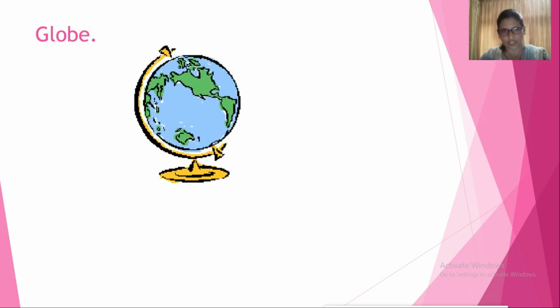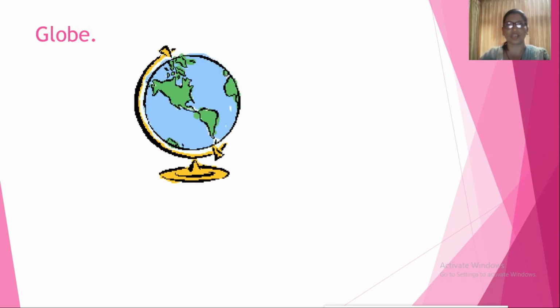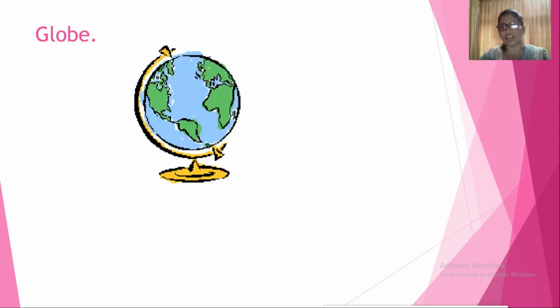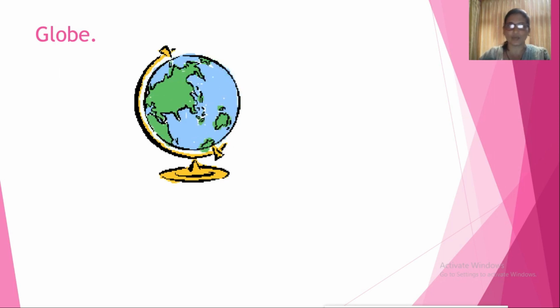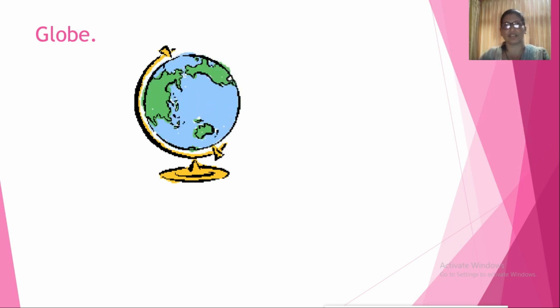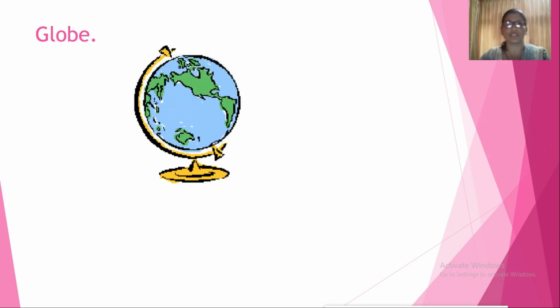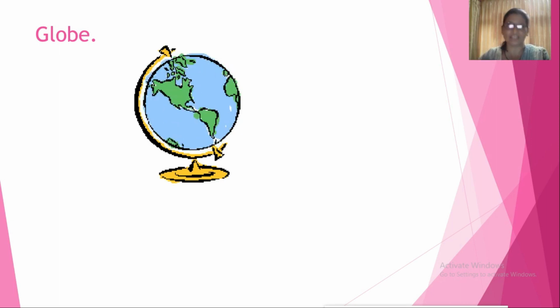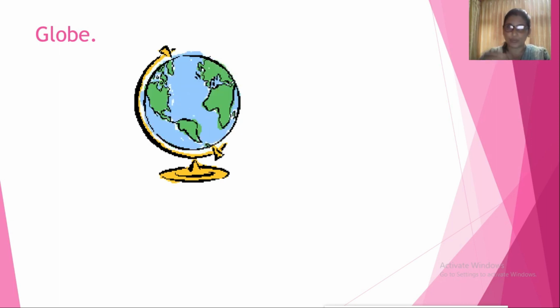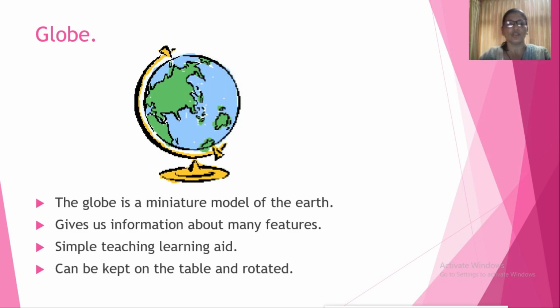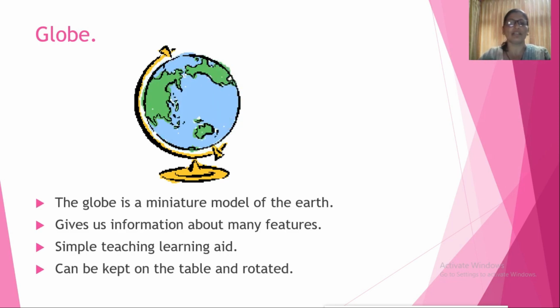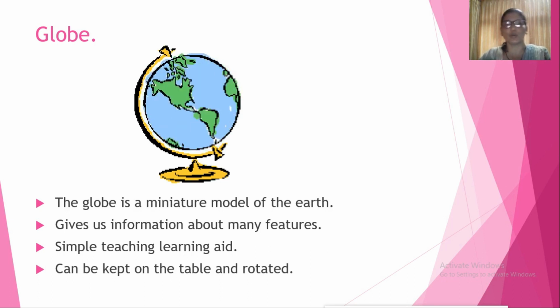The satellite picture of the earth gives us a real shape of the earth, but we can see only one side of the earth. The globe gives us the view of the other side also, since we rotate the globe as we want. So children, today we will learn what is a globe.